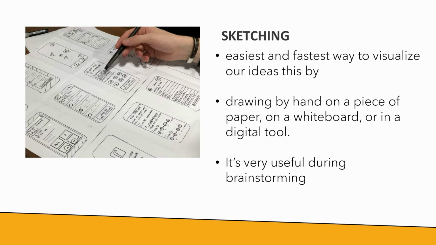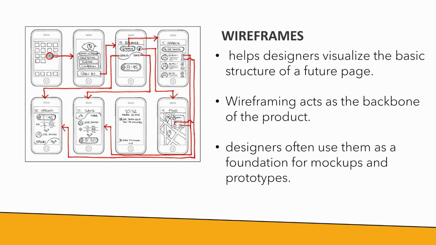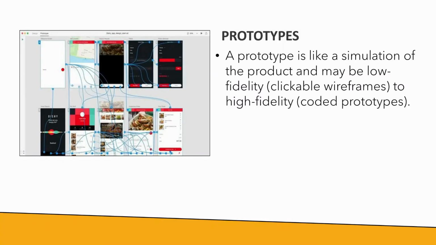You can do this by drawing by hand on a piece of paper, on a whiteboard, or with a digital tool. It's very useful during brainstorming sessions because it can help the team visualize a broad range of design solutions before deciding which one to go with. A wireframe is a tool that helps designers visualize the basic structure of a future page, including the key elements and how they fit together. Wireframing acts as the backbone of the product, and designers often use them as a foundation for mockups and prototypes.